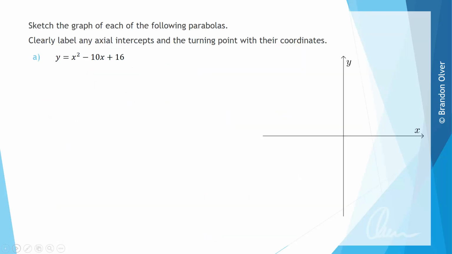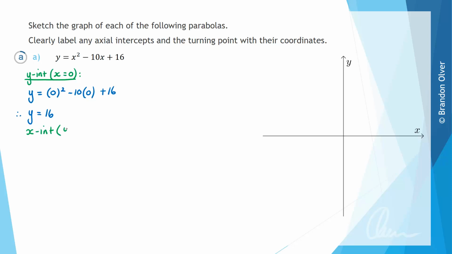So we're going to sketch the graph of each of the following parabolas, and we need to clearly label any axial intercepts and the turning point with their coordinates. For part A, we have y equals x squared subtract 10x plus 16. We're going to start off by finding the y-intercept of this graph, and we know the y-intercept occurs when x is equal to 0. Substituting that into the rule, we have y is equal to 0 squared minus 10 times 0 plus 16. So the first term is 0, and the second term is also 0, so we just get y equals 16.